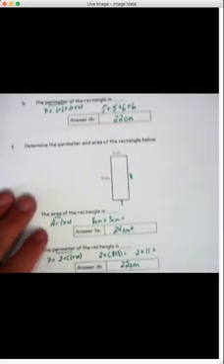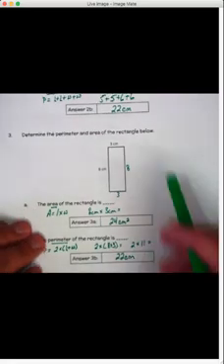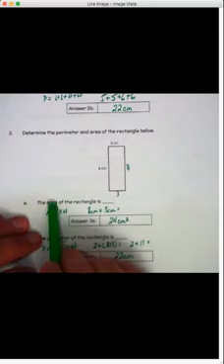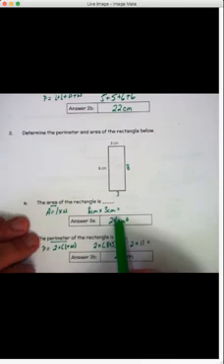Moving on, the next problem, we got a skinny guy here. That side's 8, so that side's 8. That side's 3, so that side's 3. It asks us for the area first, which is length times width. 3 times 8, 24 centimeters.